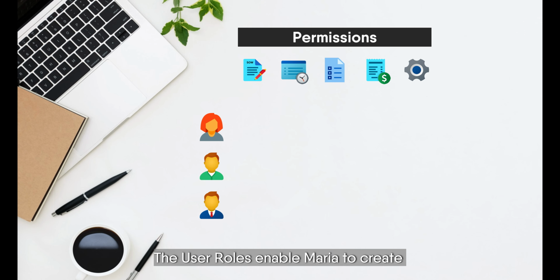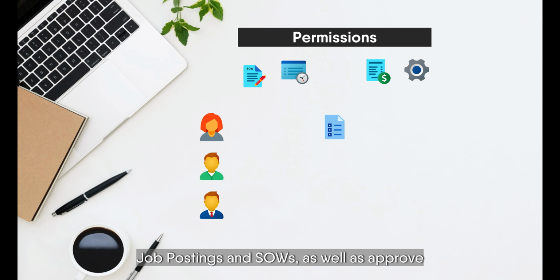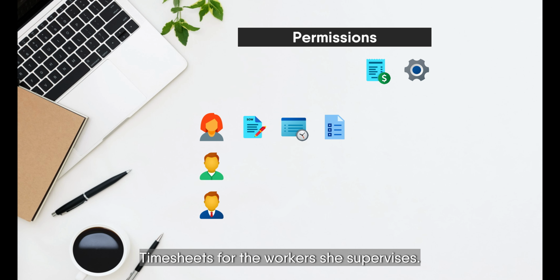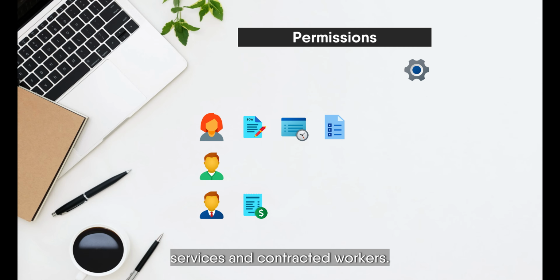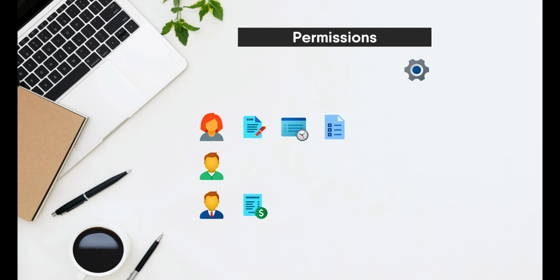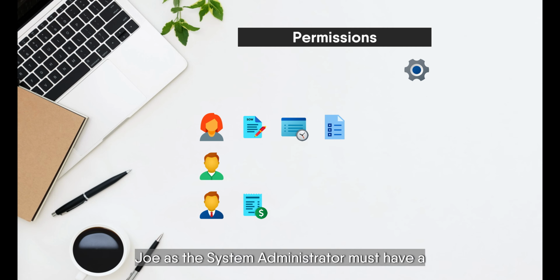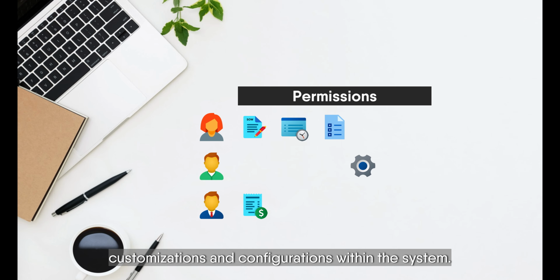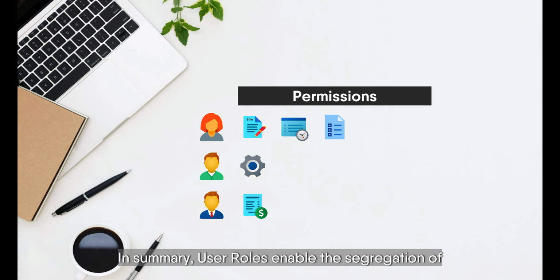The user roles enable Maria to create job postings and SOWs, as well as approve timesheets for the workers she supervises. Thomas, on the other hand, will have the ability to approve all payments related to services and contracted workers. Joe, as the system administrator, must have a role that grants him the ability to perform customizations and configurations within the system. In summary, user roles enable the segregation of activities within the system among different users.